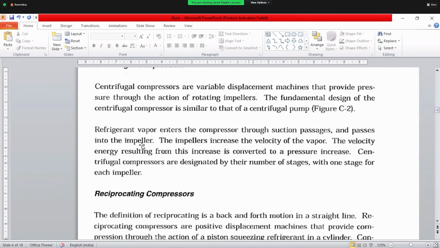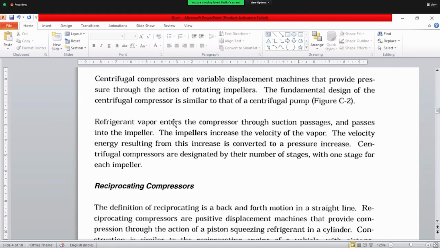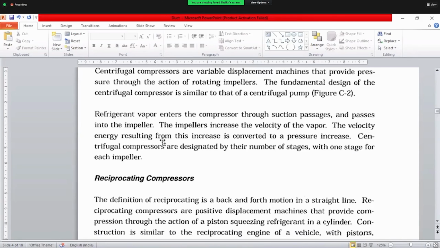Refrigerant vapor enters the compressor through the suction passage and passes into the impeller. The impeller increases the velocity of the vapor. The velocity energy resulting from the increase is converted to a pressure increase. After the velocity increases, the pressure increases. Overall, it impacts the pressure, so the pressure increases.